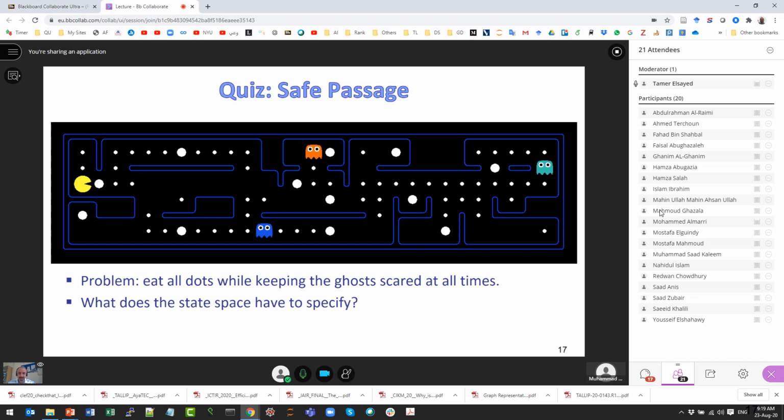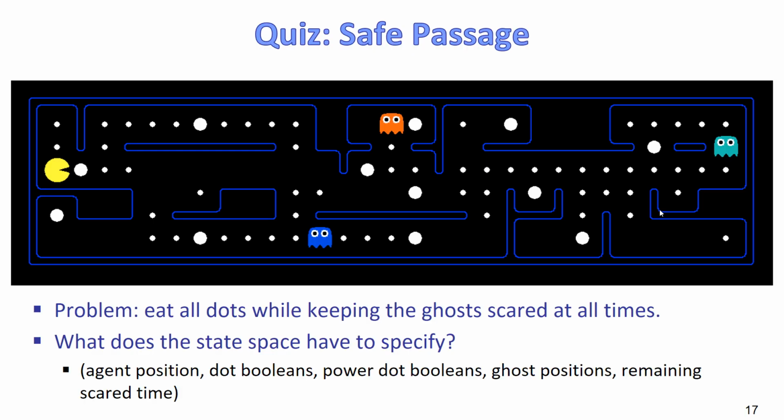Any other ideas? So we said the location of Pac-Man, of course. I think someone said it in the beginning. And we said the positions and the state of being eaten for the dots and for the power dots, and the location of the ghost, and also the timer, the time left for being scared. So let's see: agent position, dot booleans, power dot booleans, ghost positions, and remaining scare time. That's what we need to solve this problem.